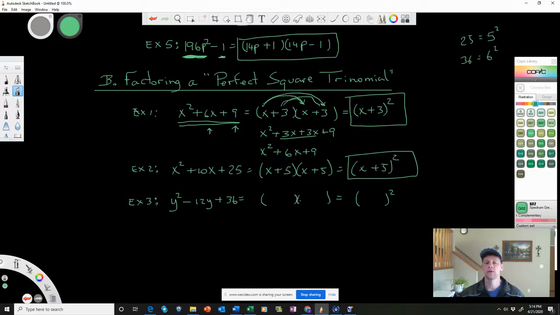All right, I'm looking for two numbers that multiply out to positive 36, but at the same time add up to negative 12. So that's going to be y minus 6 and y minus 6, or simply y minus 6 squared.